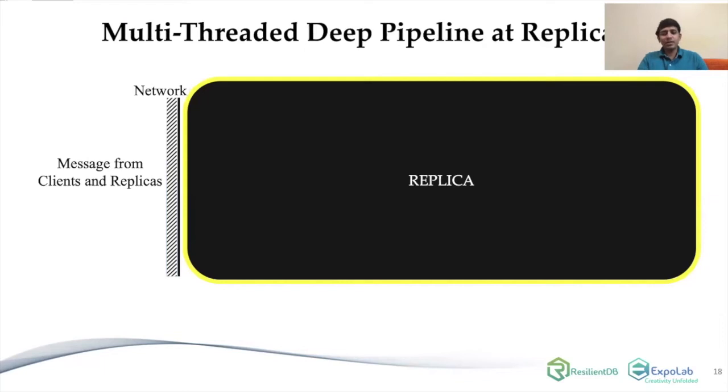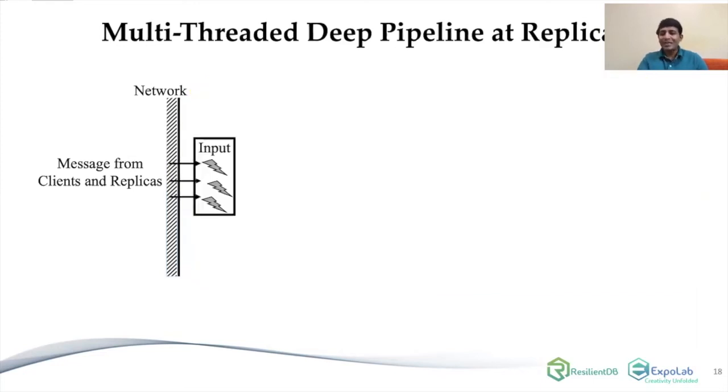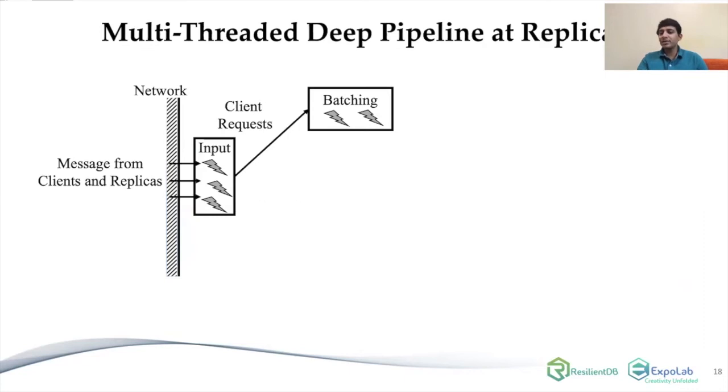To have a look at ResilientDB, let's look at this diagram. In this diagram, we show a replica first as a black box. And this replica connects with the network and interacts with other replicas and clients. If we remove this black box and go deep inside the replica, what we will see is that there are some input threads which are communicating with the network. They're receiving different types of messages. If they receive client requests, then they send those messages to another set of threads which are supposed to batch these requests together.